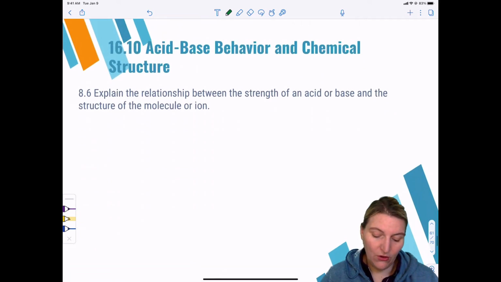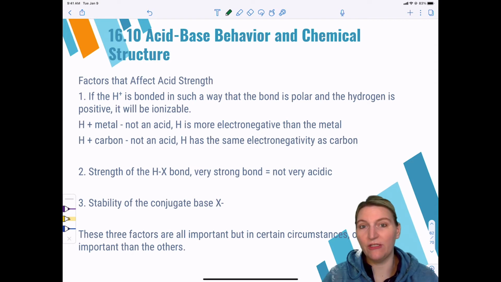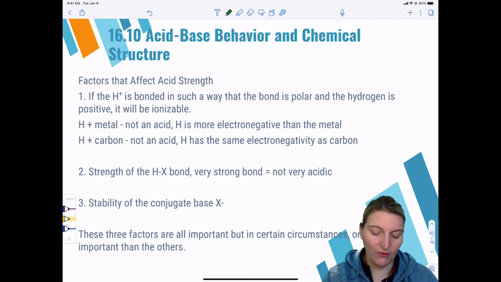Okay, so this is 16.10, and there are numerous factors that affect acid strength. We're mostly thinking about acids as being proton donors in this section, and so we have some things that we always look at. The first statement here says that if the hydrogen ion is bonded in such a way that the bond is polar and the hydrogen is positive, it will be ionizable. So that means if you have hydrogen and a metal, that's not an acid because the hydrogen will be more electronegative than the metal. So that means that, if it was going to break up, the hydrogen would keep the electron, not form H+.